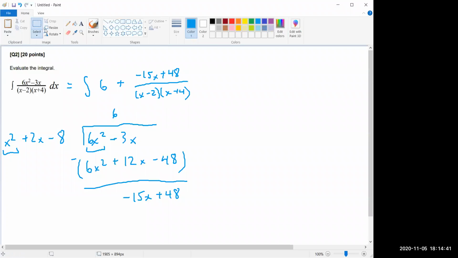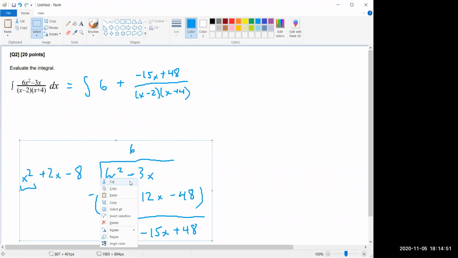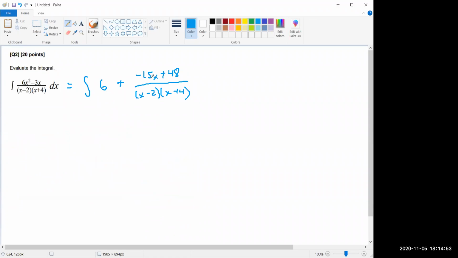Okay, so make sure you do review how to do long division, just in case I give you one that requires long division. All right, so now we have the situation where the degree of the numerator is less than the denominator. So you can go ahead and do partial fractions now.